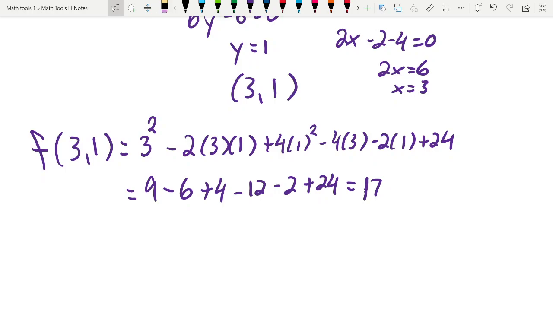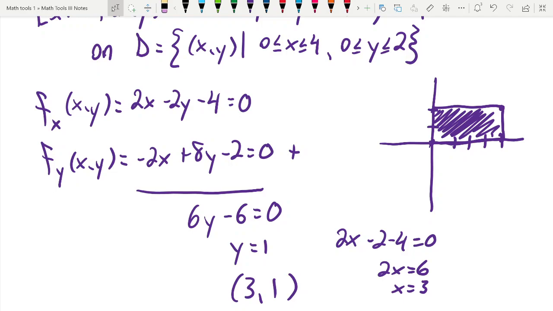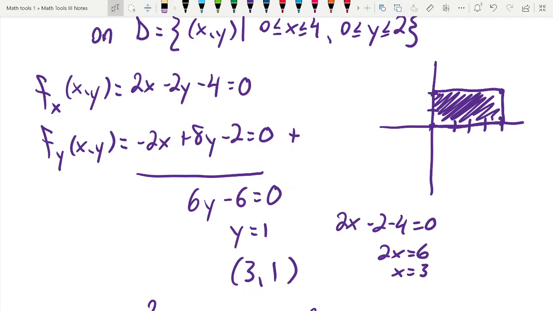So that's our critical value, and now we need to check all of the boundary points. So the way we want to approach the boundary is kind of similar to how we were doing the limits, where we want to substitute in one of the variables based on where we are in the line. So we're going to break this up into 4 separate lines that we're going to look at here. Okay, so we're going to look at what are the values on this line, what are the values on this line, etc. So on this line right here, for example, we can see that x is equal to 0 and y is between 0 and 2.